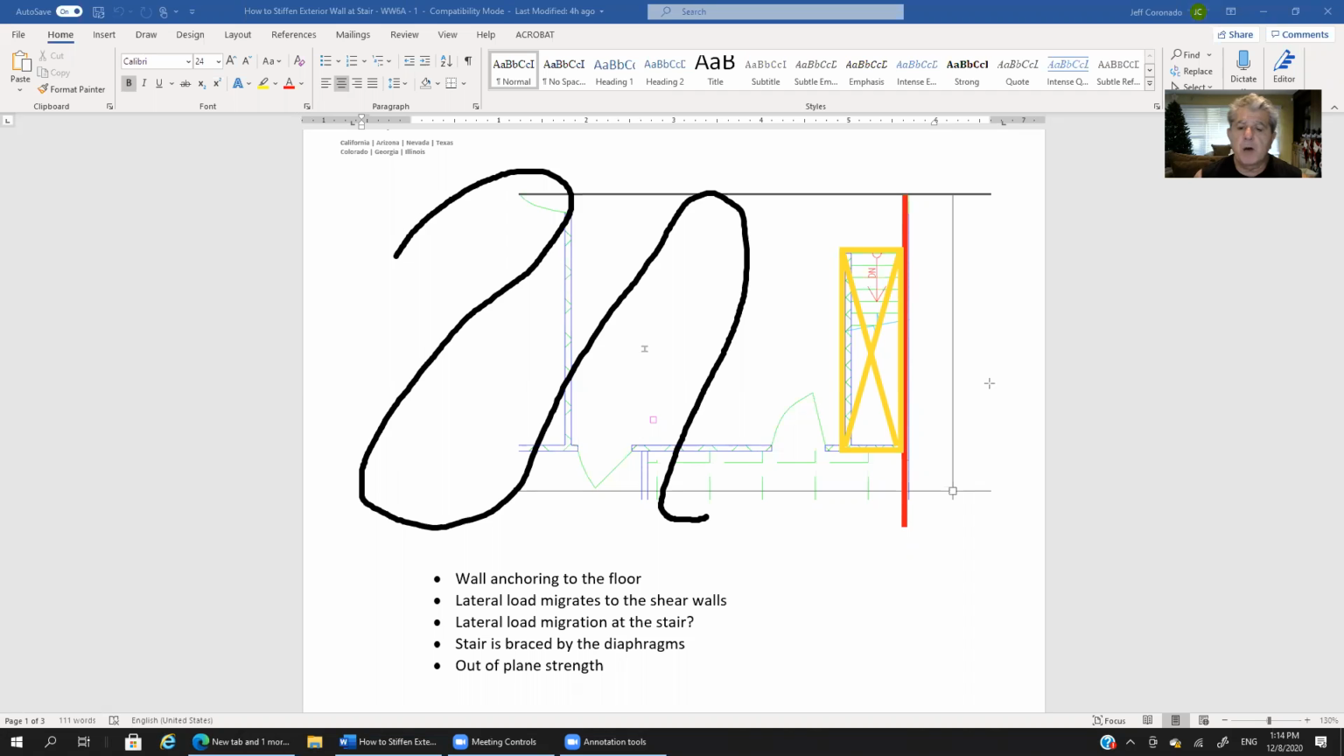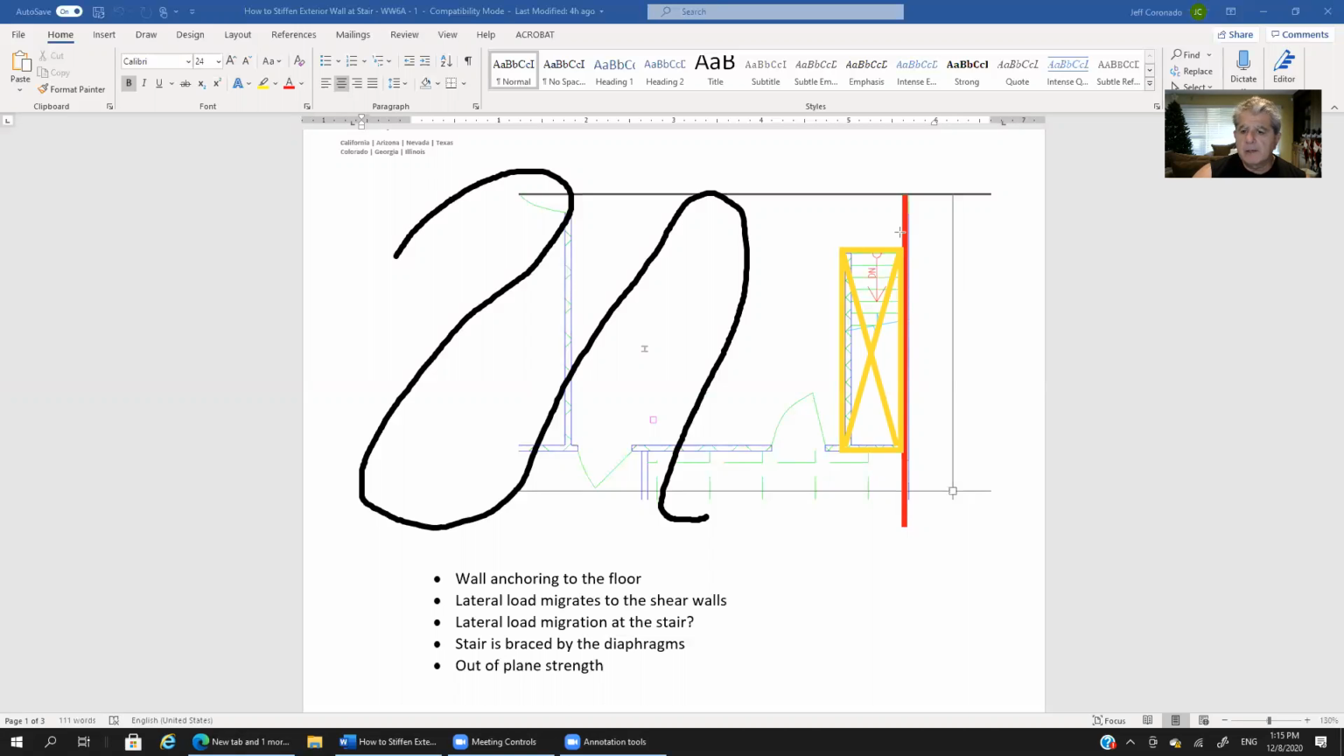And significant is probably a ratio, if you will. It's in proportion. How big is the overall diaphragm? How big is the dimension, the length of the diaphragm, in comparison to the opening? But we're talking about an opening in the diaphragm.